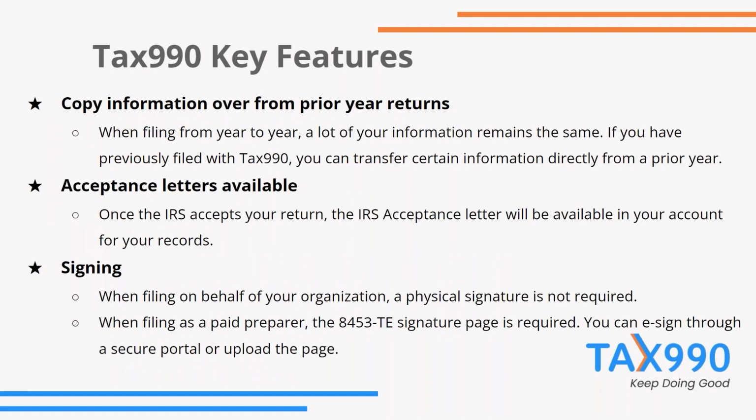When filing from year to year, a lot of your information remains the same. With Tax 990, we provide the ability to transfer information directly from a prior year. When filing consecutive years, the organization information, public charity status, books in the care of details, Schedule B contributor names and addresses, list of officers, and prior year revenue and expenses can all be transferred to the current year return. This is an optional feature, and information can be changed once the transfer is made, leaving it completely customizable.